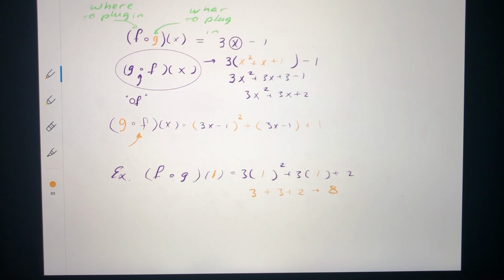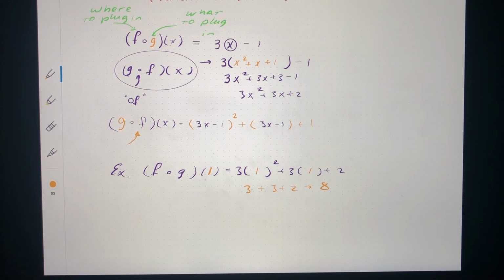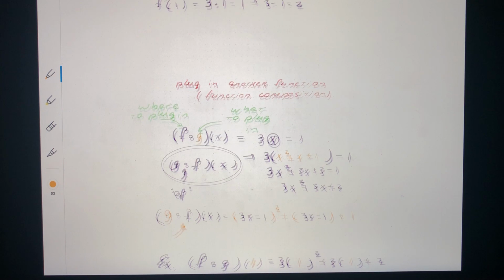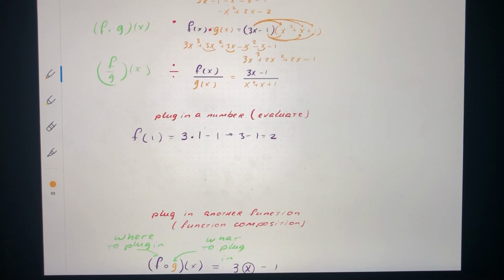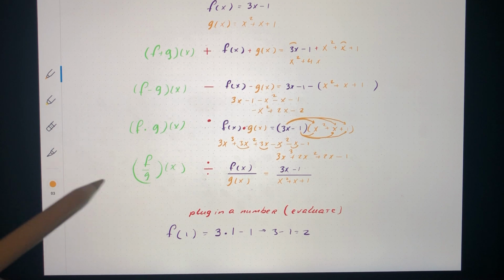And that's how to evaluate a function, or a function composition. And that's basically what the algebra of functions is about. It's how to do the 4 operations that we have done with numbers, but now how to do them with functions instead. And that's all for this video.